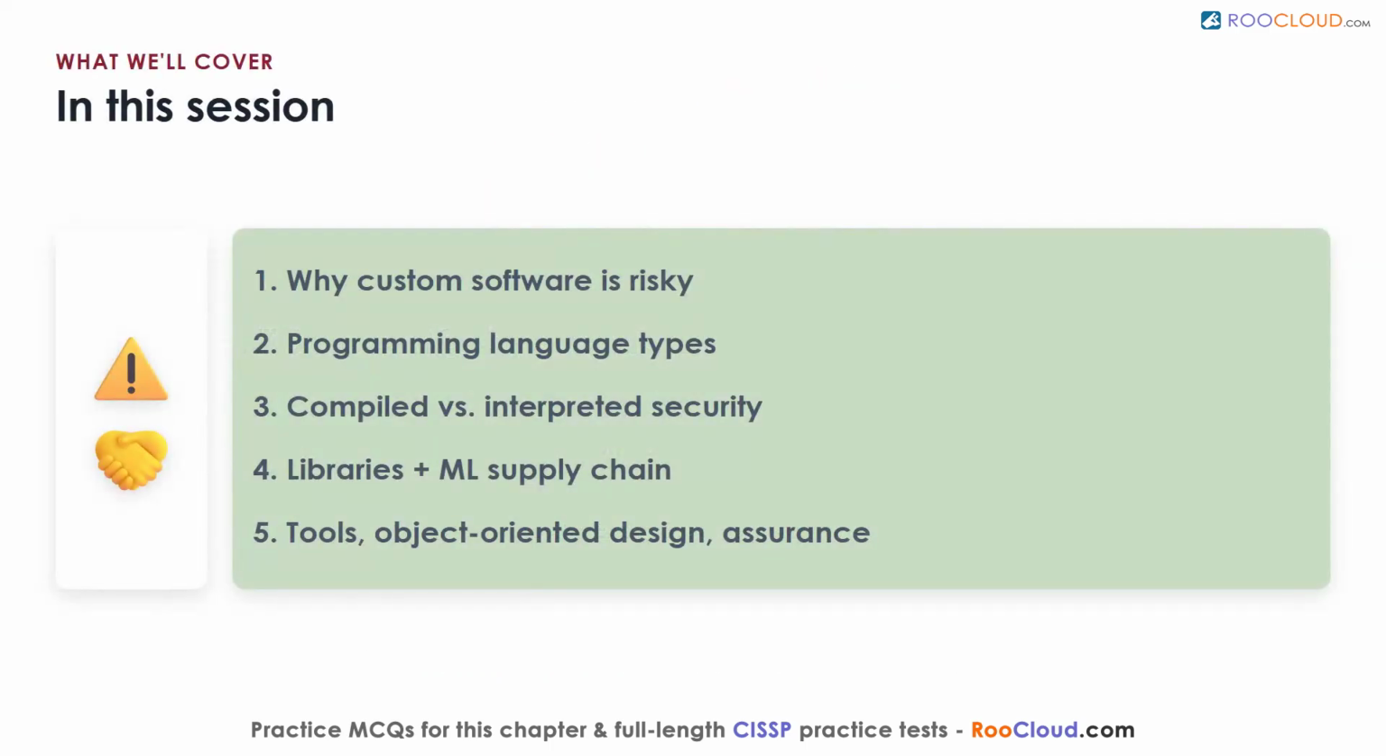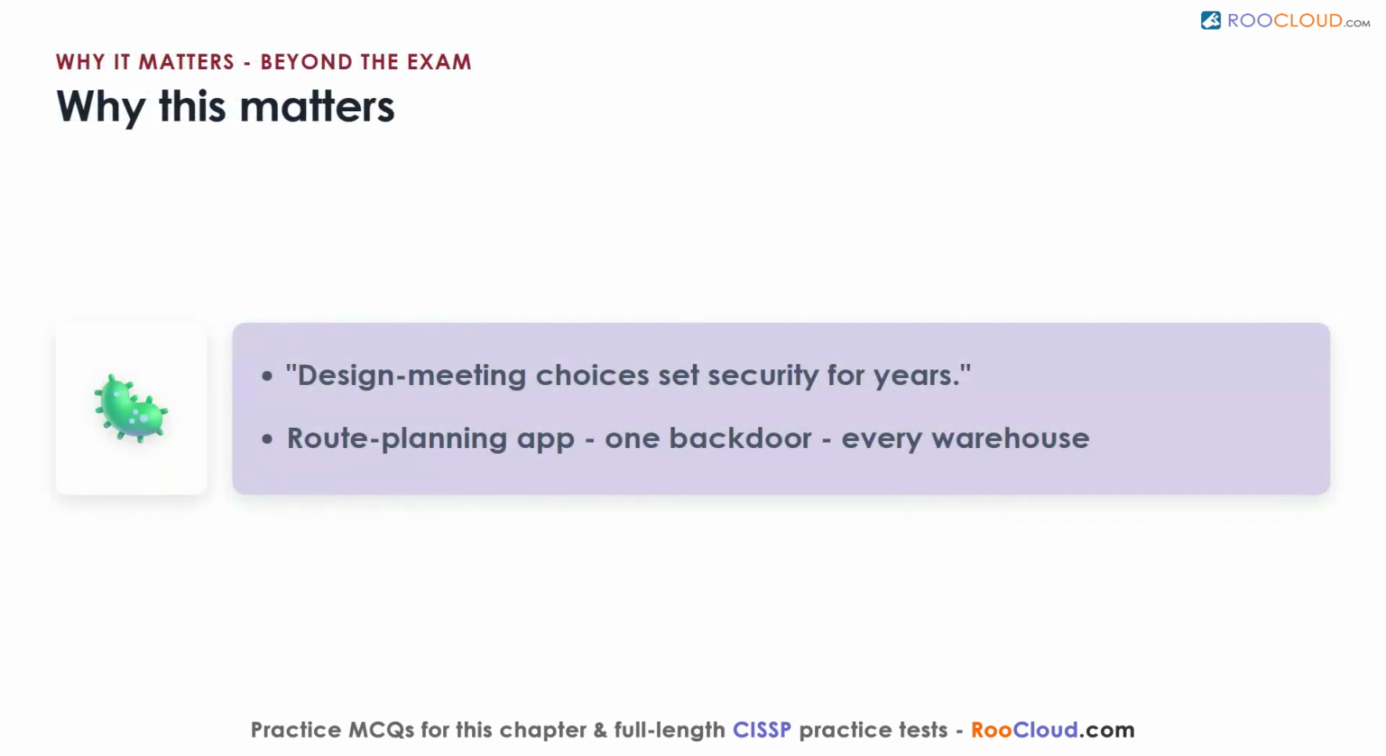In this session, we'll look at where security fits into custom software. We'll answer several questions. Why do homegrown applications carry so much risk? What kinds of programming languages exist? And why does that matter? How does compiled code differ from interpreted code in a security sense? What danger hides inside shared libraries and machine learning components? What tools do developers rely on? And how does object-oriented design shape security? And what does assurance really buy you? Why does this matter beyond the exam?